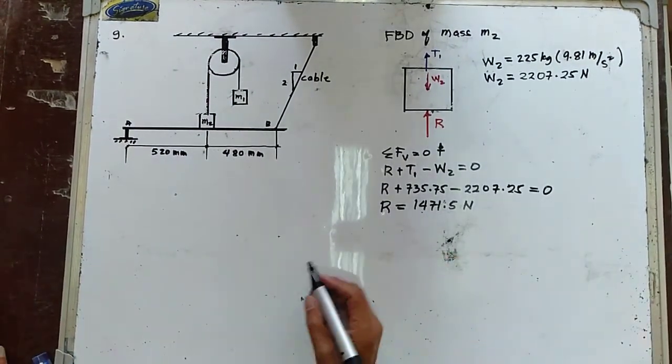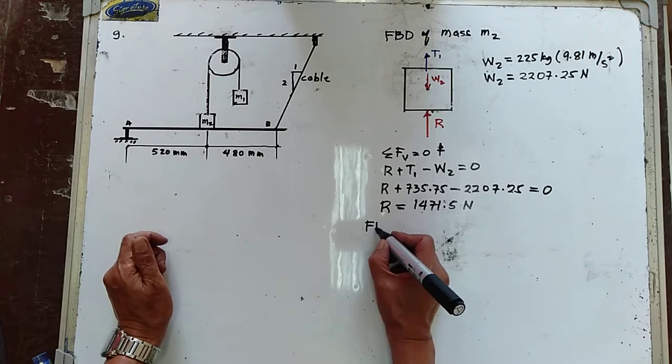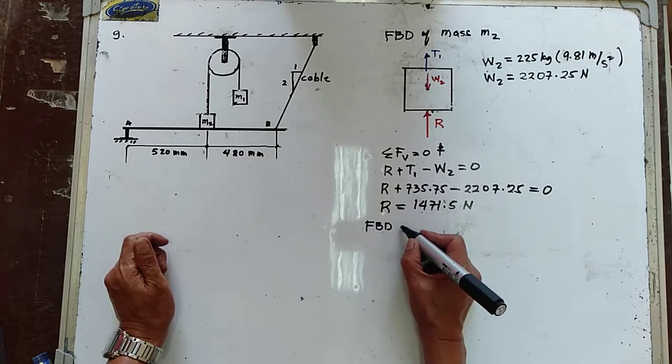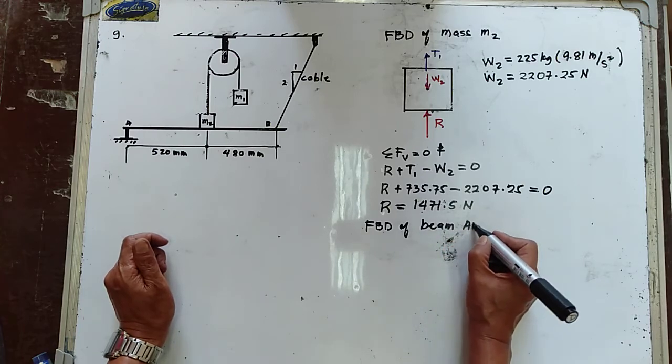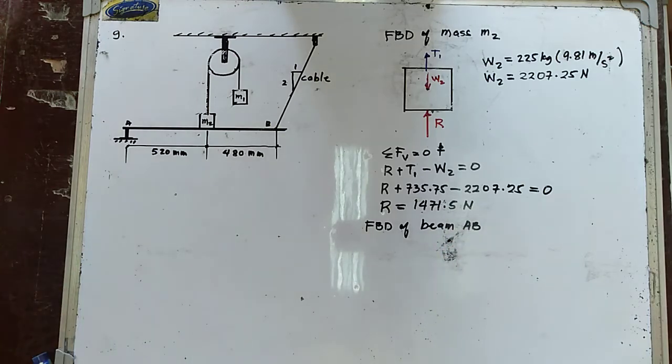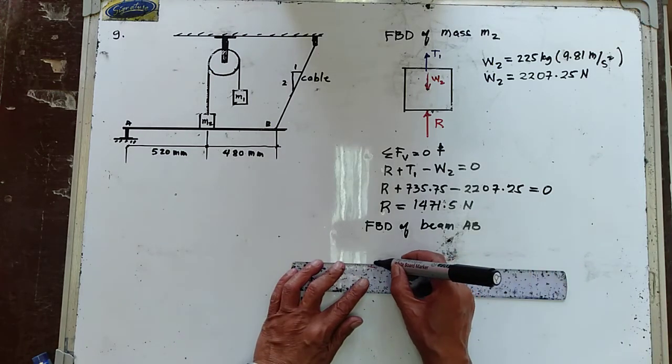Okay, so we now have to draw the free body diagram of beam AB. So this is now your beam AB.